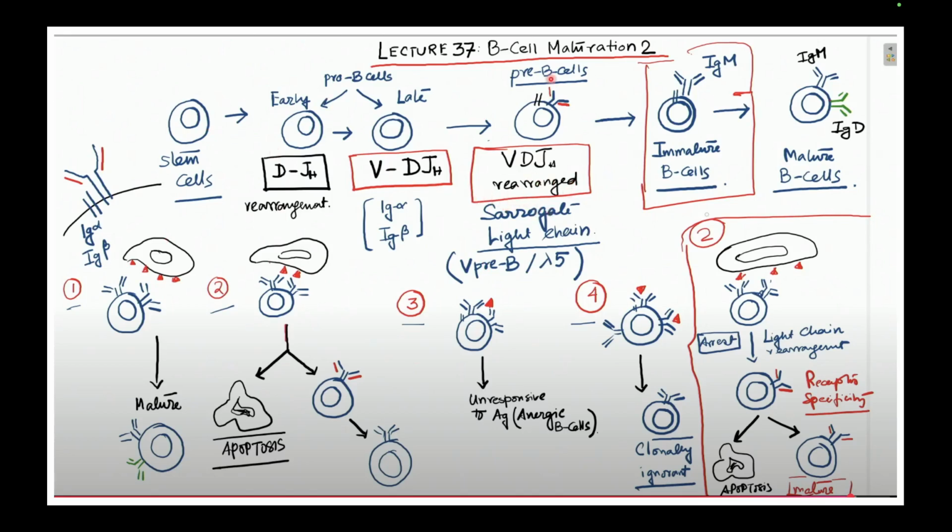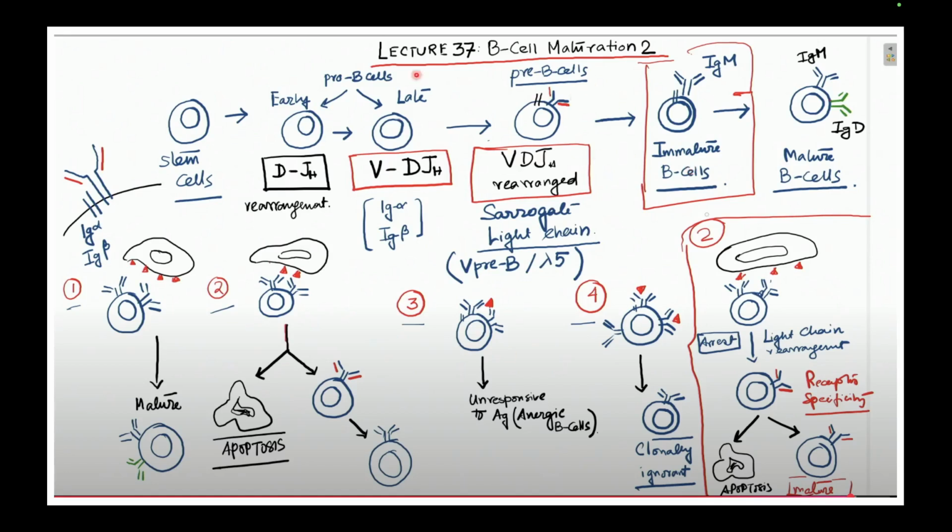After that it goes to the surface, and now you can see this blue chain, it is the heavy chain of the antibody, and this is Ig alpha and Ig beta. Okay, now the red one is a light chain, so they take a surrogate light chain. In the surrogate light chain they take up this sequence V pre B and lambda 5. So this is the surrogate light chain sequence.